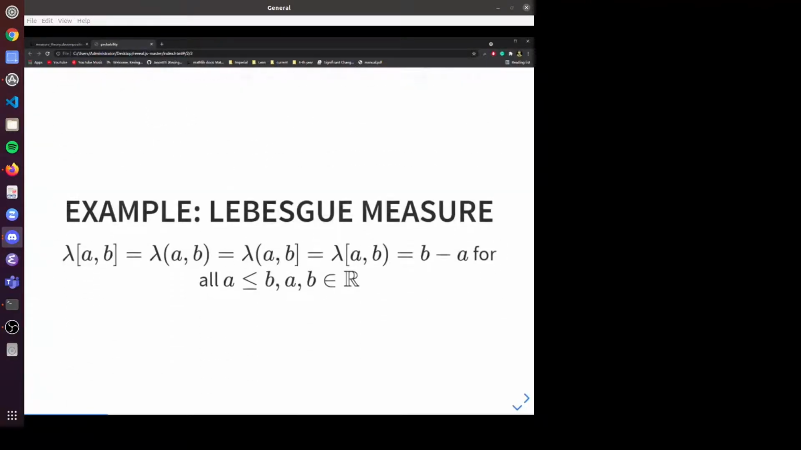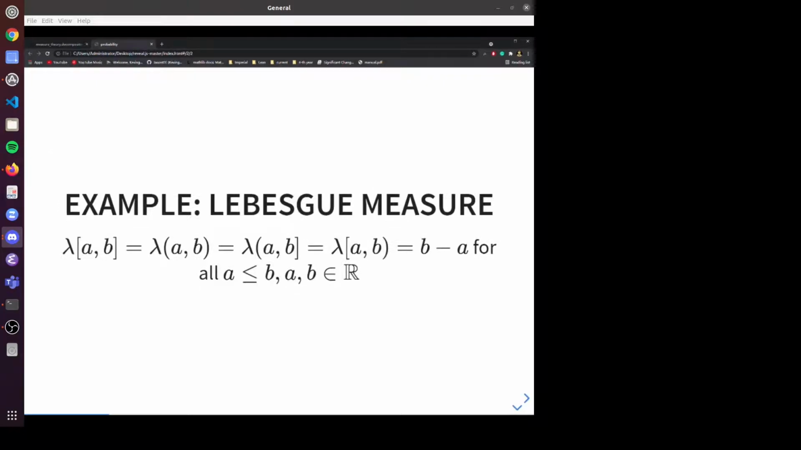One useful example that we have is the Lebesgue measure, which is defined for the real numbers and comes up a lot in probability theory, where the measure of an interval, whether it's closed, half closed, open, or whatever, is its length, b minus a. So we can think about the Lebesgue measure as the length of an interval. I denote the Lebesgue measure by lambda throughout this talk.